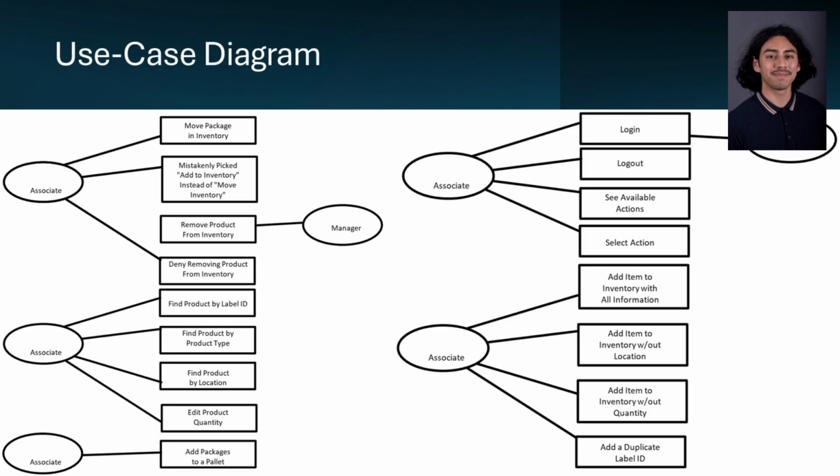This is the use case diagram. This diagram shows all actors and user stories. The associate actor interacts with the application the most. The manager, which is an associate with a flag set, only interacts with the application to remove records from the database, and the hacker only interacts with the application when they try to log in.